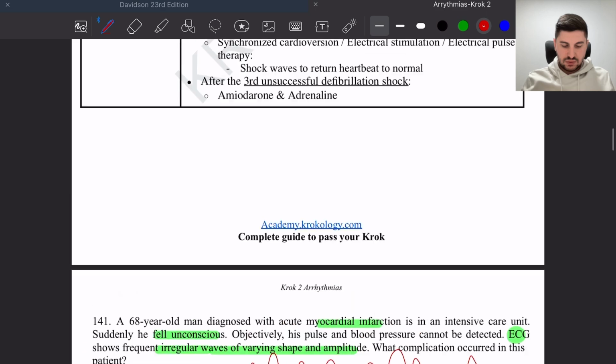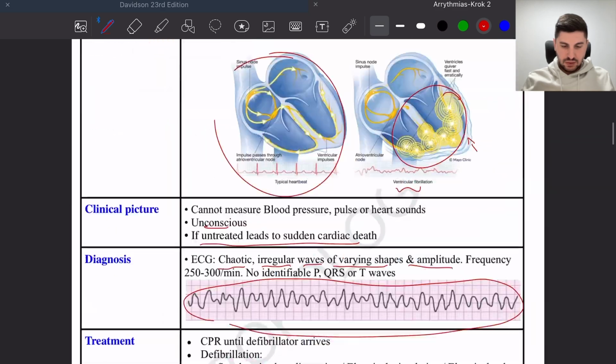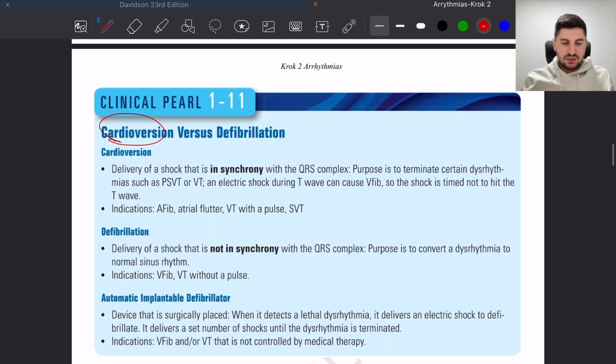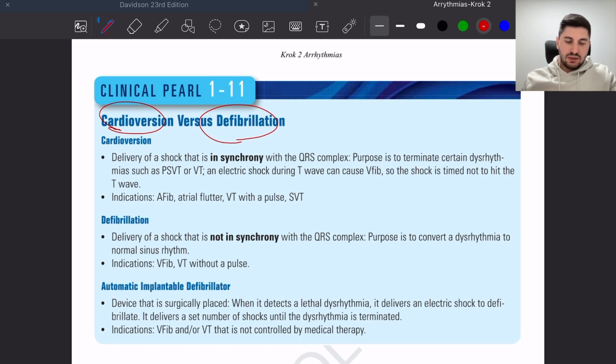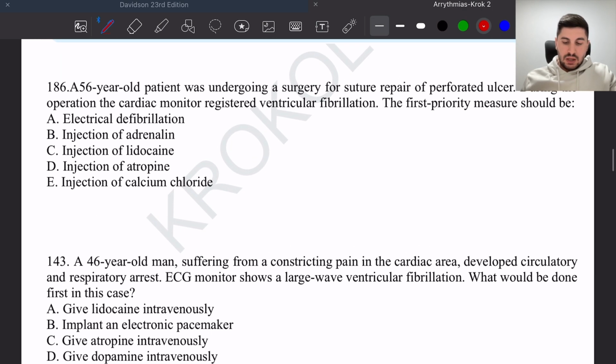Here we have also a question, I think. Here is from the book the difference between cardioversion and defibrillation, just in case you are wondering, but in Krok they don't make a differentiation between them, they are the same for them.